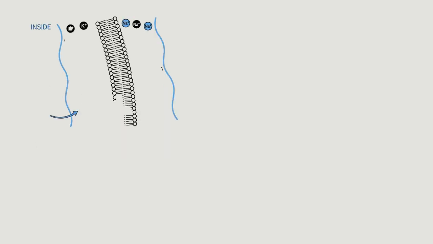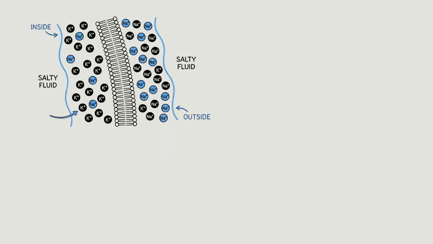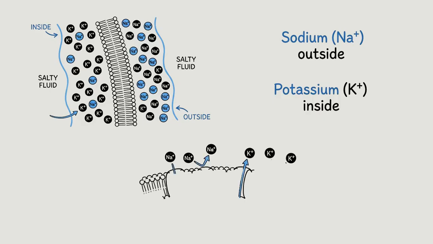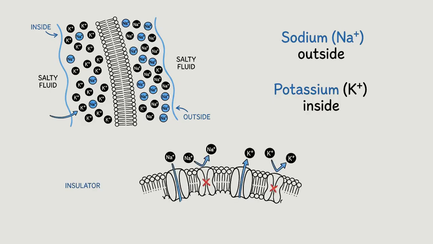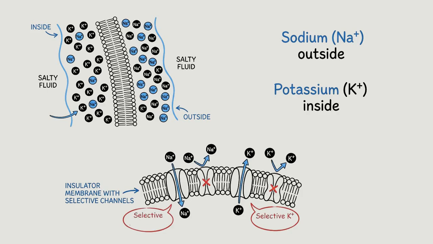Inside and outside the cell are salty fluids full of ions. Sodium ions are mostly outside. Potassium ions are mostly inside. The membrane between them is an insulator with selective channels, so a voltage can exist across it. At rest, the inside of a neuron is negative compared to the outside, usually around minus 70 millivolts.